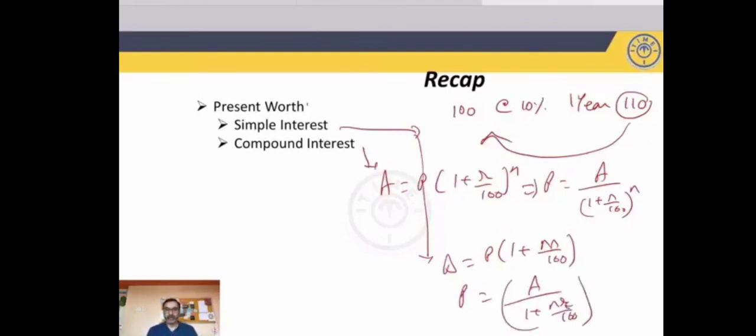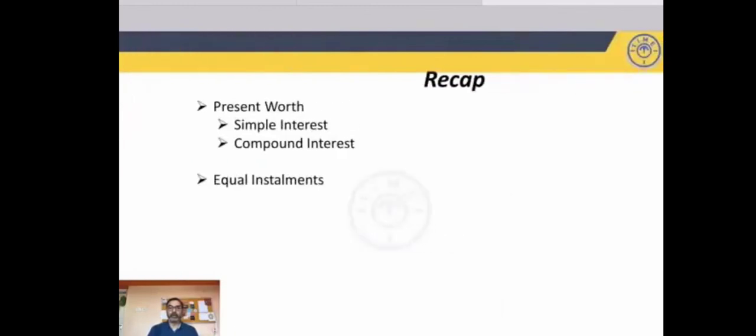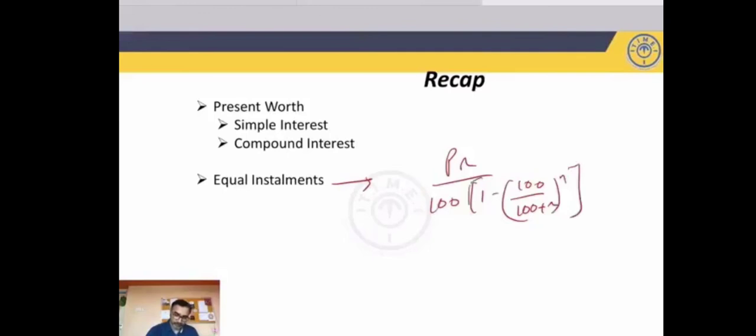From the present worth, then we move on to installments, and we talk about equal installments. On equal installments, what is the formula that we have seen? On compound interest, we have seen it as PR divided by 100 into (1 minus (100 divided by (100 plus R)) whole power n). The equal installments we have seen.